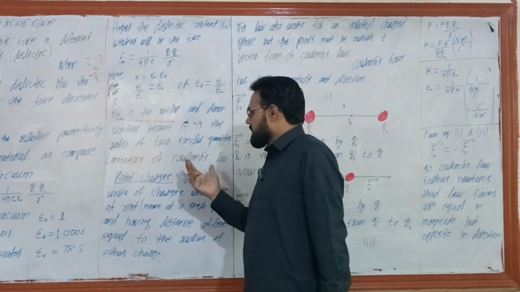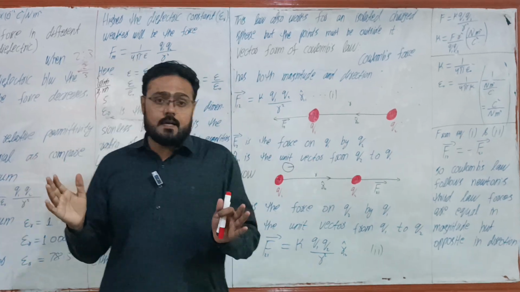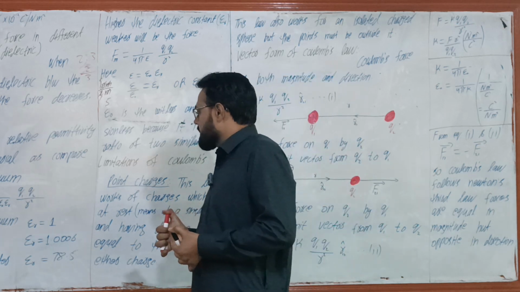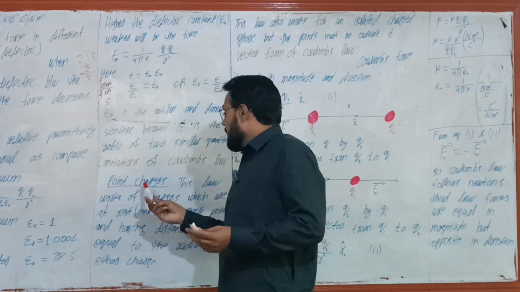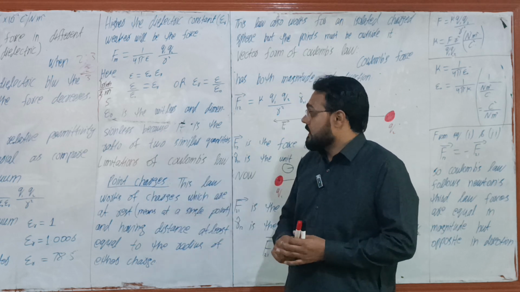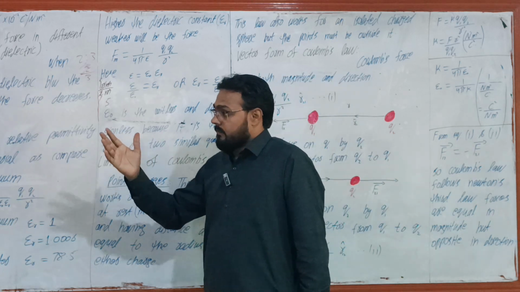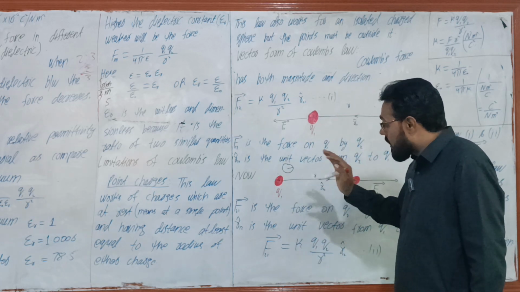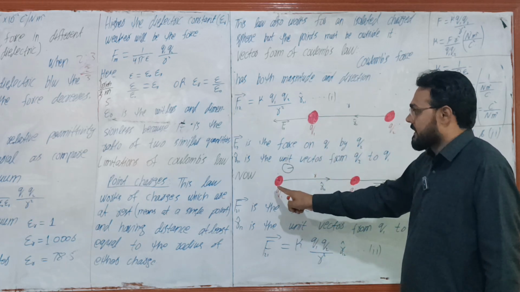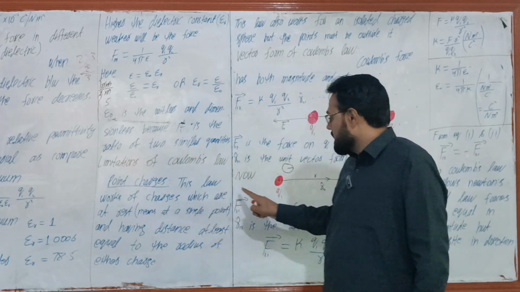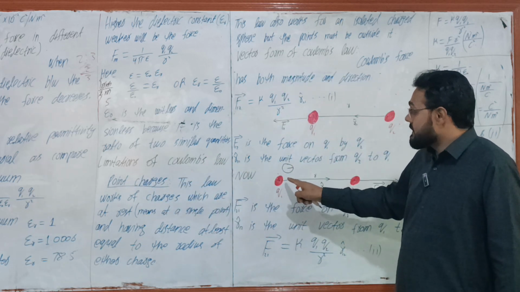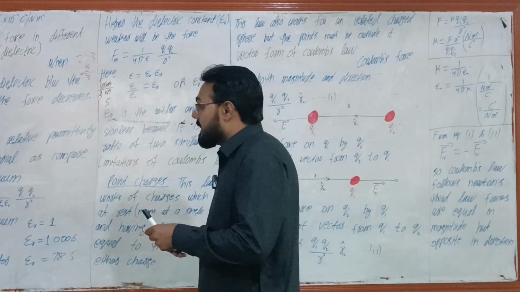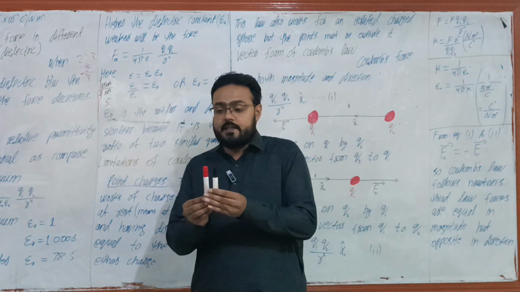Now the limitation of Coulomb's law. Every law has some limitations. Here Coulomb's law also has some limitations. The first limitation is the point charges. What does it mean? Point charges mean the charges that are on a single point. They can't move to the next point, meaning they are at rest. Point charges mean the charges that are at rest, at a single point.